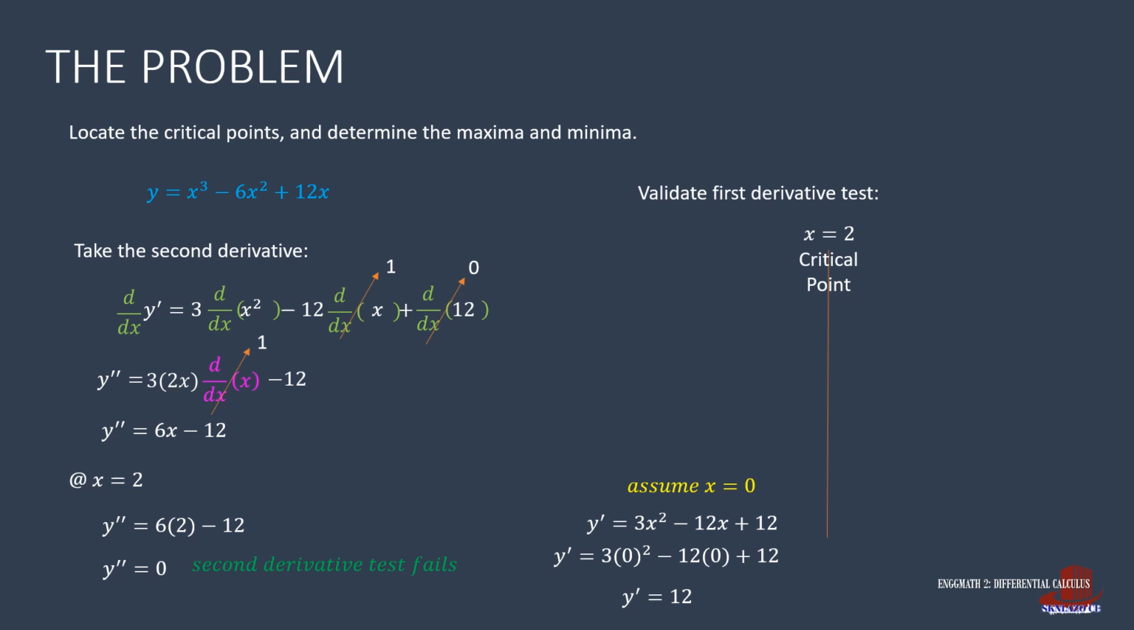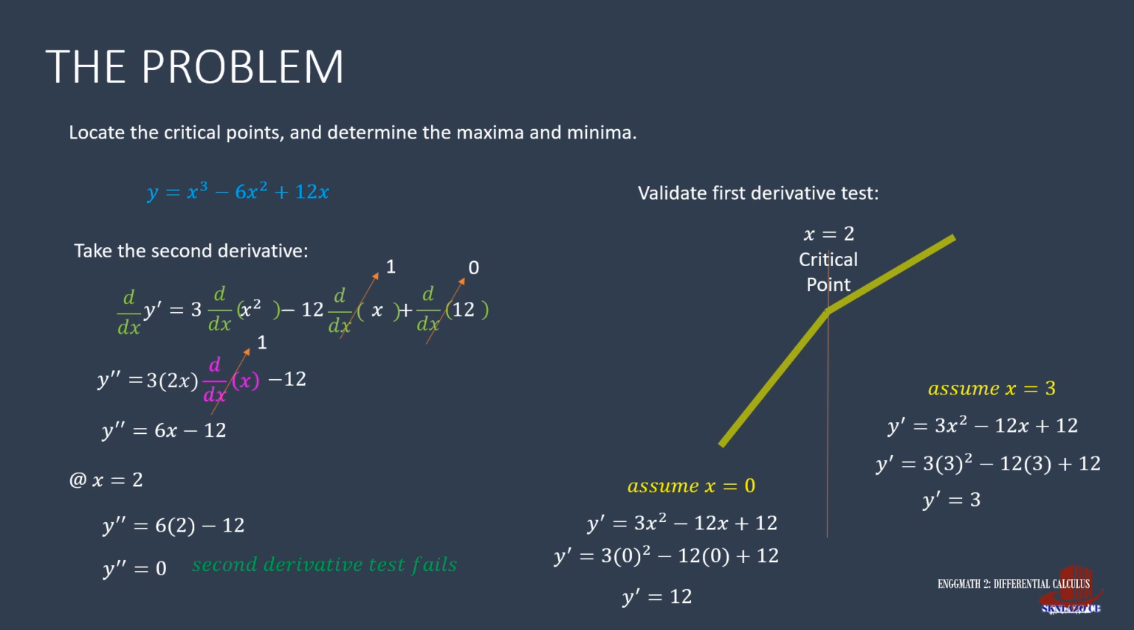Regardless of the numerical value, having it as positive, we can draw the curve from the left of the critical point as having a positive slope. That is, it rises from left to right. From the right side of the critical point, assume another value. Say we assume x of 3. The slope at the right side then becomes 3 times 3 squared minus 12 times 3 plus 12, which is positive 3. Having it as positive, the slope again rises from where it ended at x equal to 2.